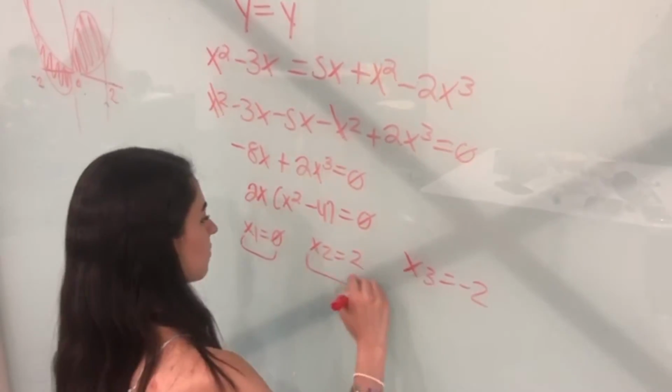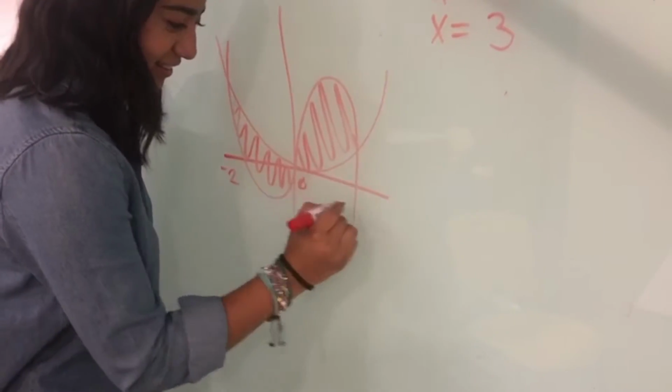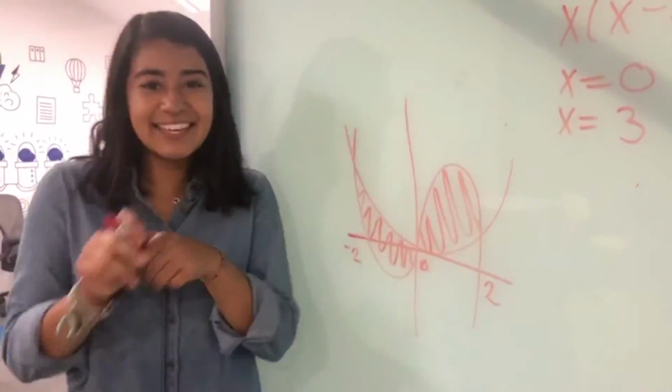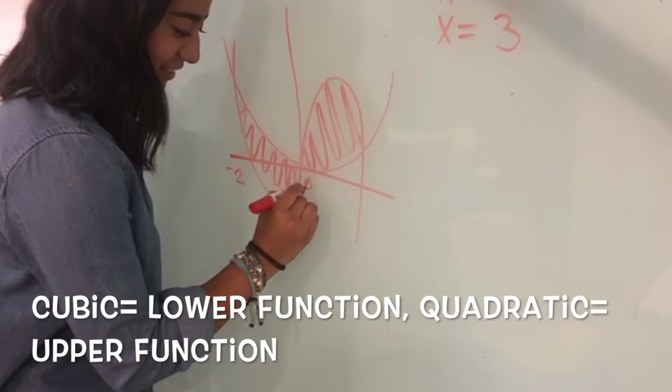We obtain 0, 2, and -2. As can be seen, we will need to integrate from -2 to 0 and from 0 to 2. First, we will integrate from -2 to 0. Here, we will need to subtract the cubic function from the parabola.